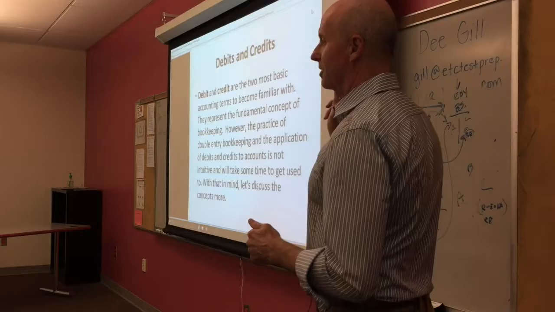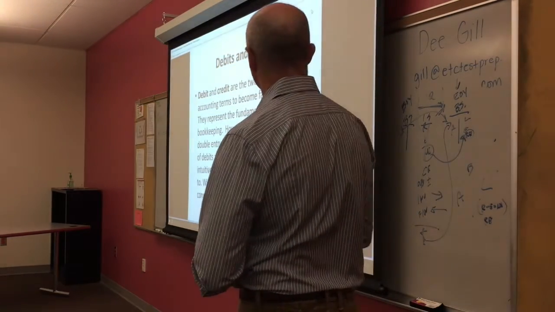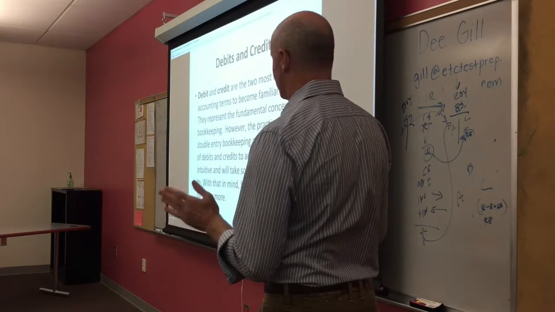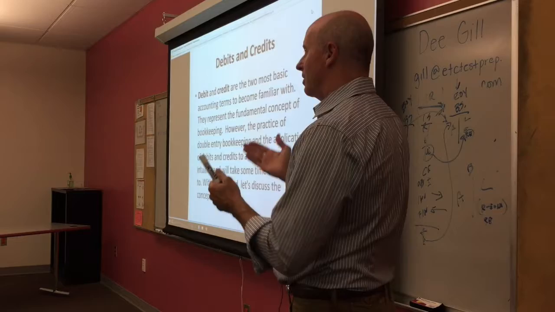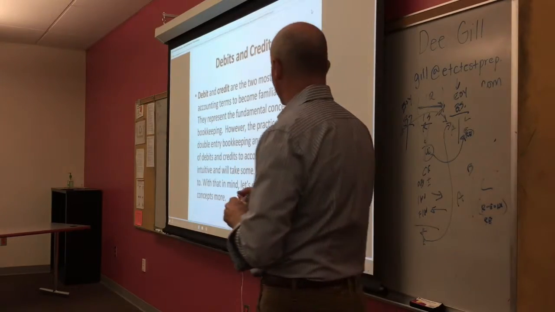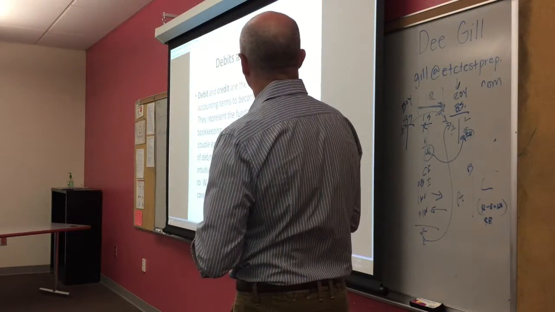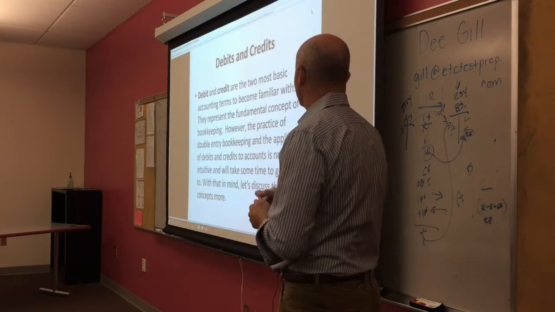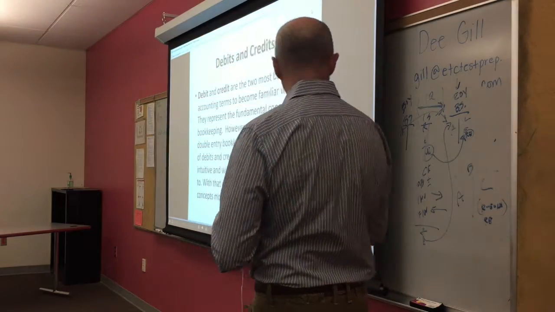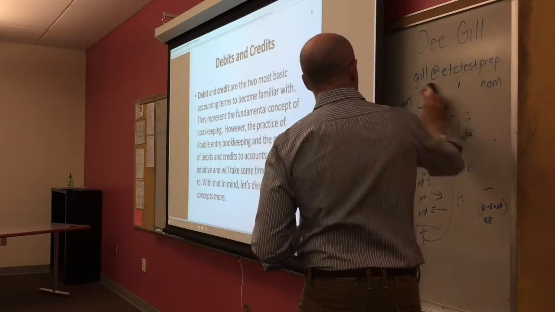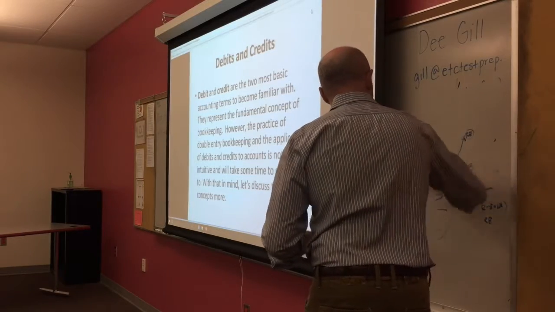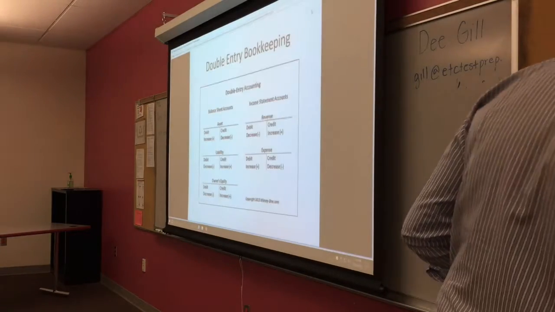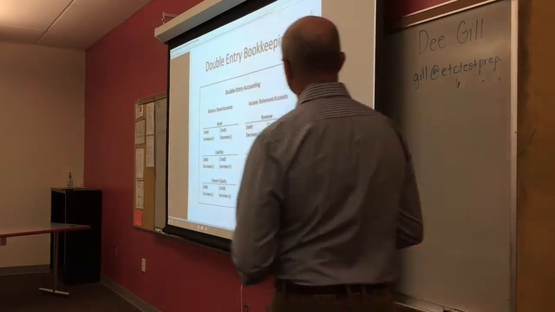So now this part is something that gets people really confused, and I'm going to try to make this really clear. Debits and credits, right? They're the most basic terms to become familiar with, but they just mean raising one account and lowering another. They represent a fundamental concept, and they're the fundamental parts of double entry bookkeeping. But it takes some time to get used to, and don't worry if you don't get it right away. It takes some time. But let's talk about that now.